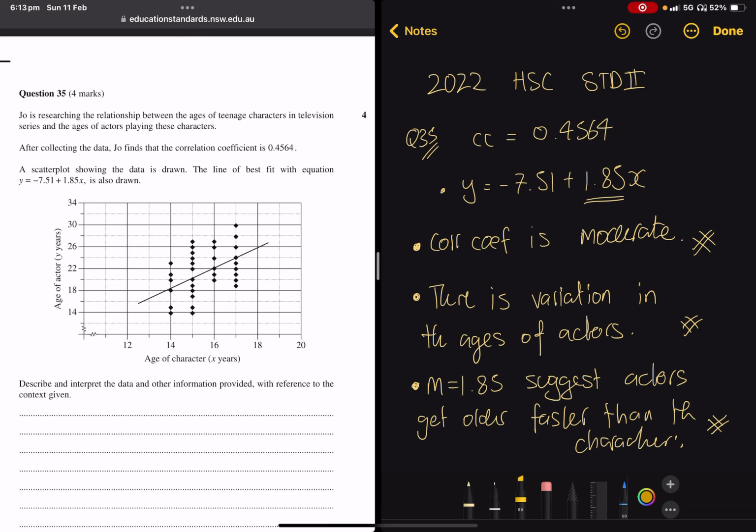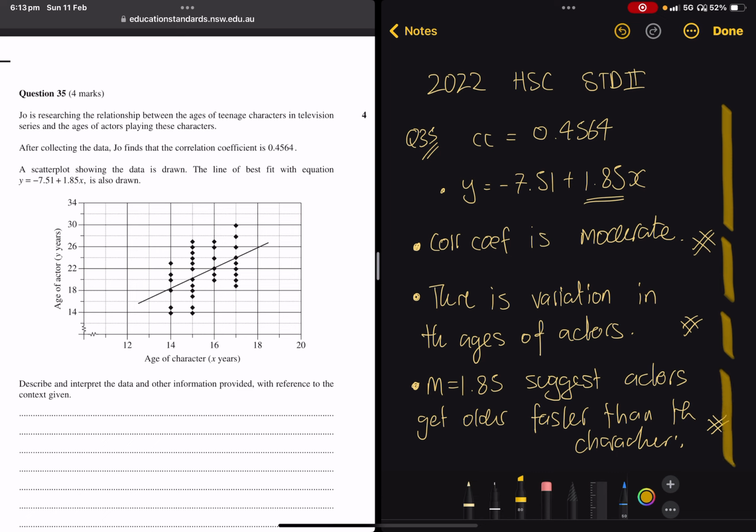So the marking guidelines are incredibly vague for this question, incidentally. If you provide some information, you'll get 1 mark. Provide description and interpretation of data, you get another mark. Provide a sound description and interpretation of data plus other information, you get 3 marks. Comprehensive description and interpretation of data and other information in the context, you get 4 marks.